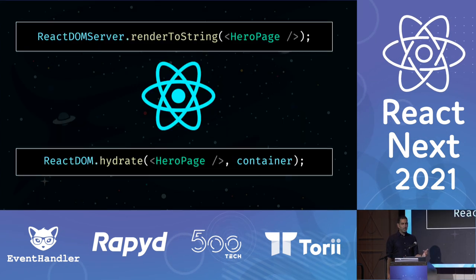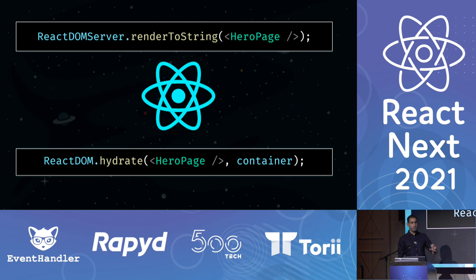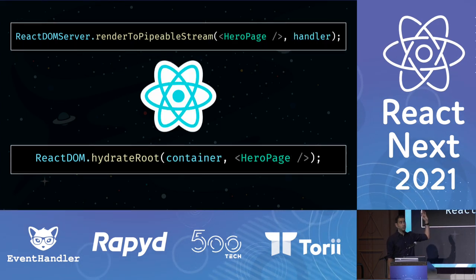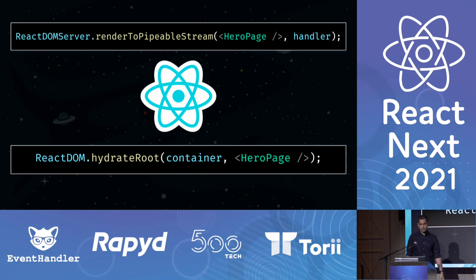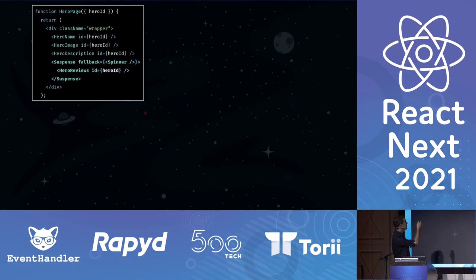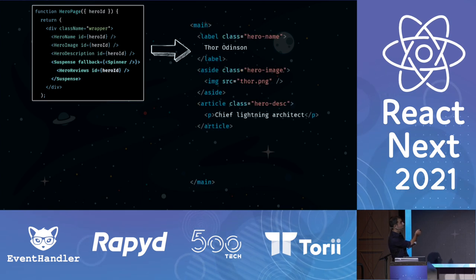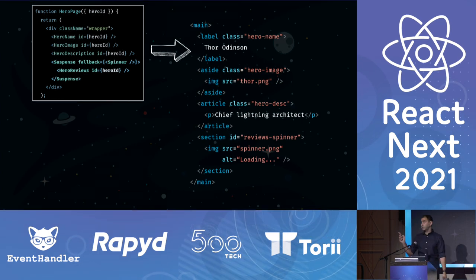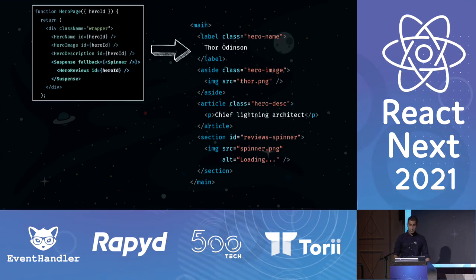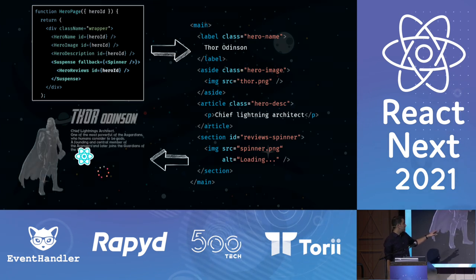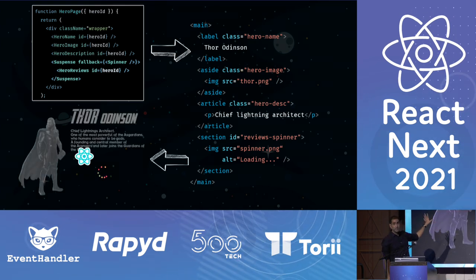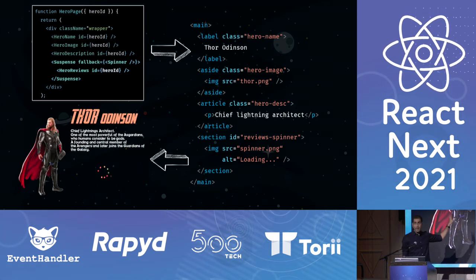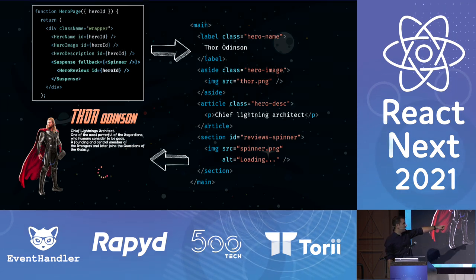You need to change the API a little bit, because the React team decided to do it opt-in rather than opt-out. So instead of render to string and hydrate, you have to render to pipeable stream and hydrate root. But what we'll gain is that now this component will render into this markup, and the server will put the spinner there. So the server will return to the browser the markup with the spinner, which is pretty awesome. And it won't be interactive because React will need to hydrate everything. And then we'll have an interactive page on the client with a spinner.